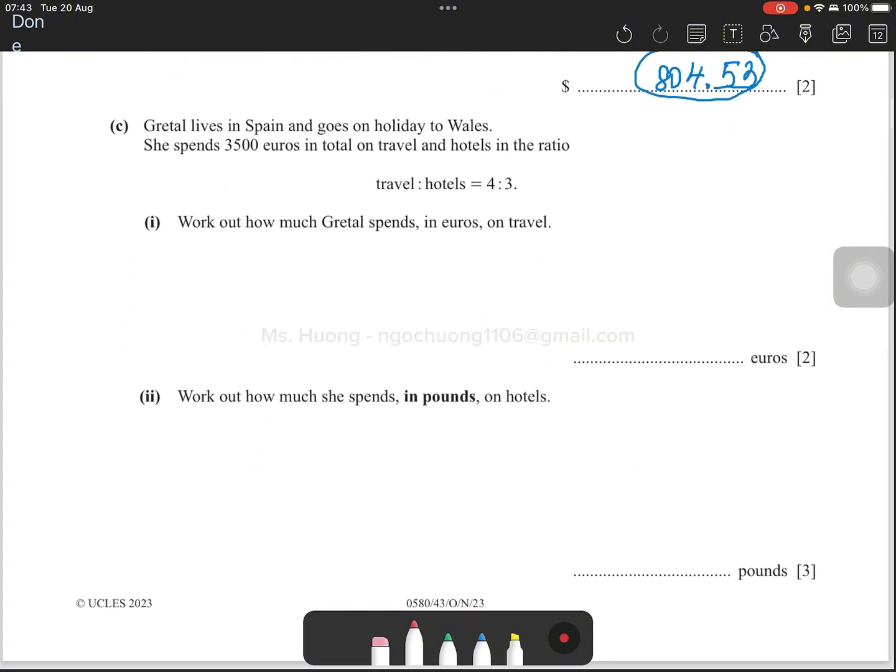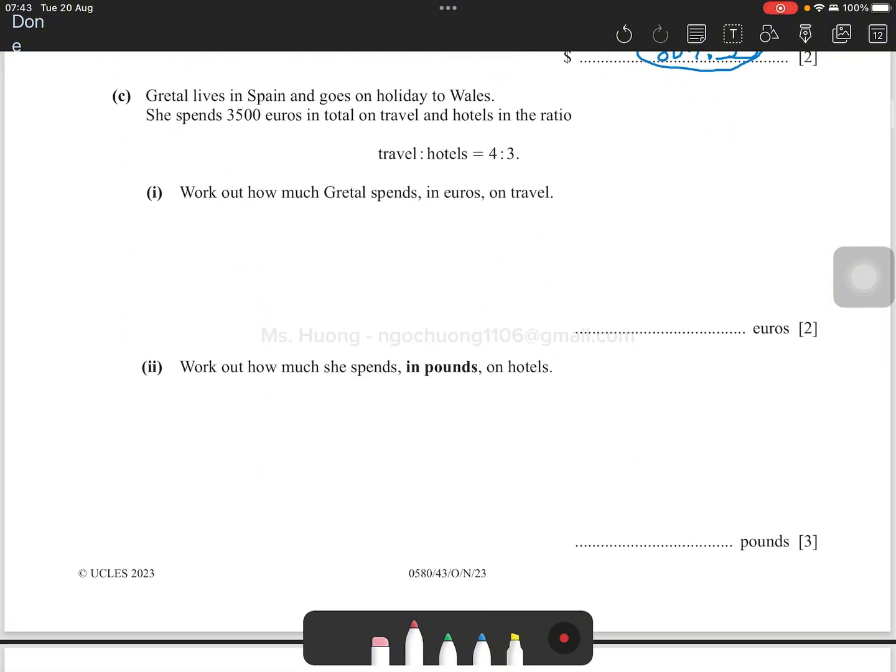C. Gretel lives in Spain and goes on holiday to Wales. She spent 3,500 euros in total on travel and hotels in the ratio travel to hotels equals 4 to 3. 1. Work out how much Gretel spends in euros on travel. So we see that 4 plus 3 equals 7 units. This is the total. 7 units is corresponding to 3,500 euros.